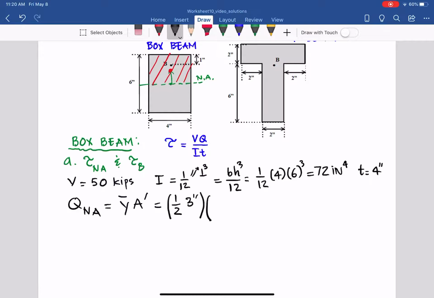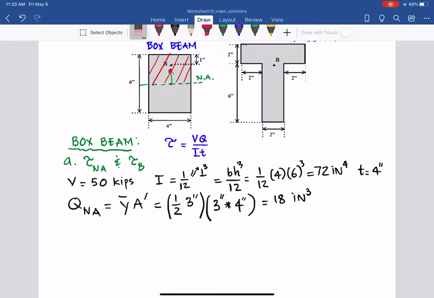As you can see, the area equals the width times the height for that red component, so it will equal 3, half of the beam, times 4, which is the width of the beam. So from that we have Q equal to 18 inches cubed.